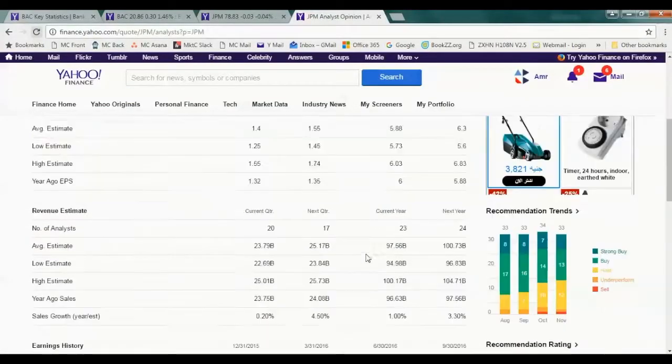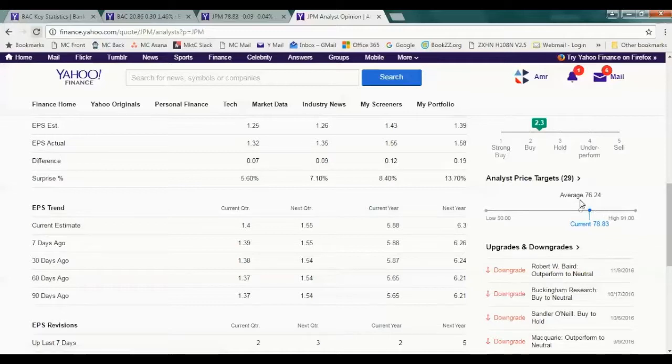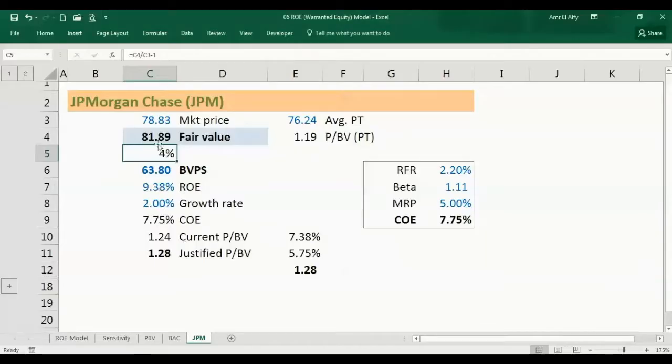Let's do the same thing for JP Morgan. You can look at its average value. It's 76.24. It's slightly less than the market price. Ours is a bit higher, so we have a bit higher valuation than the consensus. Let's say that the growth rate is the same as Bank of America. You can change the valuation depending on the different factors that you have. You can play around with the numbers to try to make sense out of them. It's up to you to have a specific story that you want to reflect in these numbers.